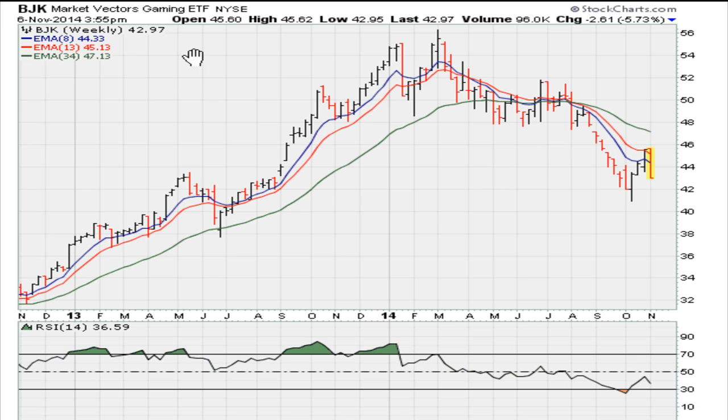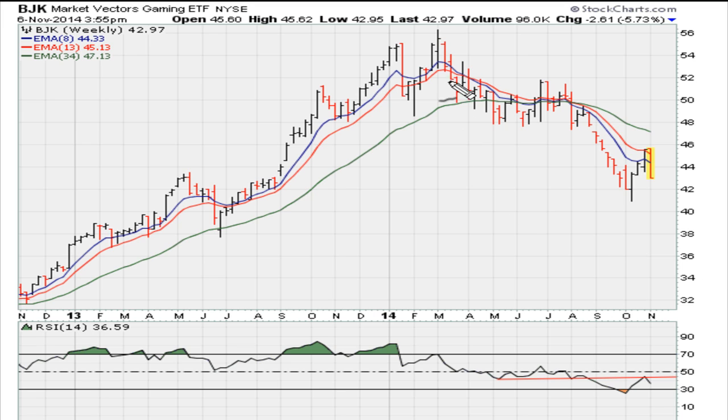Let's take a look at one more, and it is BJK, the ETF that tracks the gaming sector. I just want to show you that recently it broke below to new lows like that on the weekly.